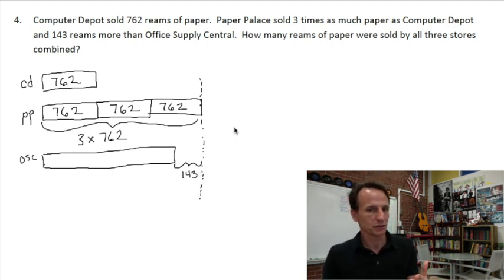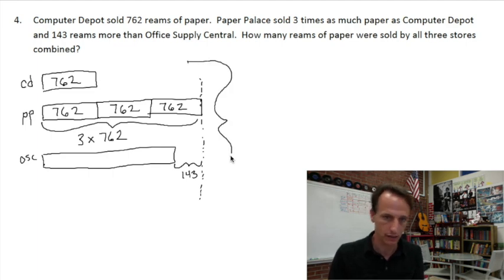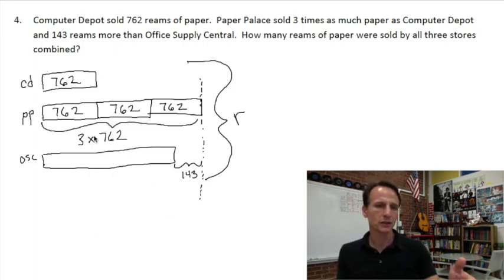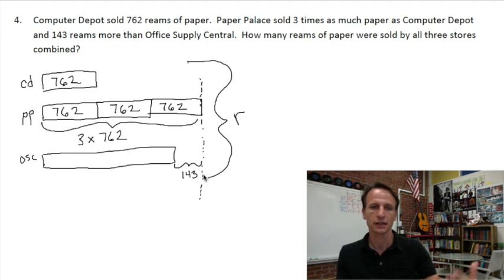But refer back to the question, how many reams of paper were sold by all 3 stores combined? So that's everything here. That's what we're trying to find. We haven't used R yet for reams, so let's use R for reams. So we already know we can calculate Paper Palace's total, and once we find that, we can subtract the 143 to get Office Supply Central's, and then add the 3 together to get a grand total. All right, so we have 3 steps to do. Let's start off with Paper Palace.